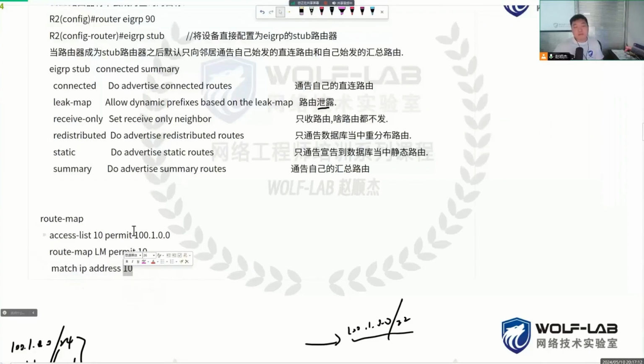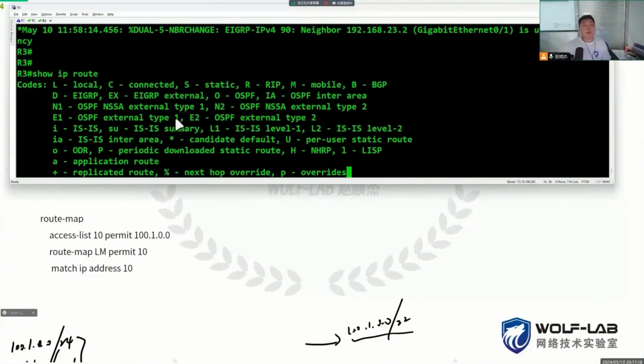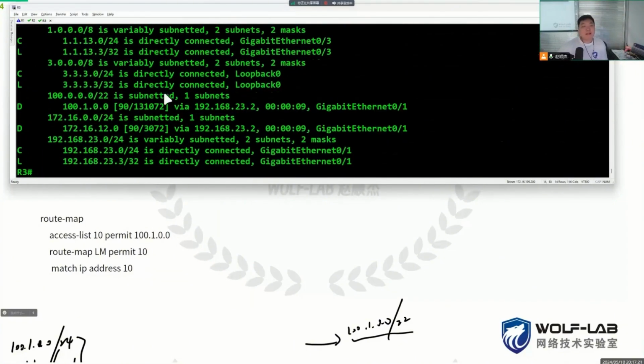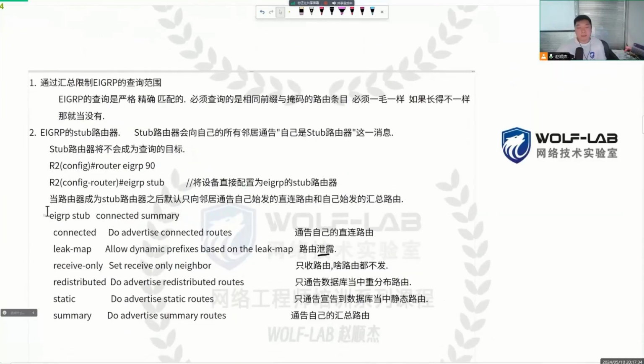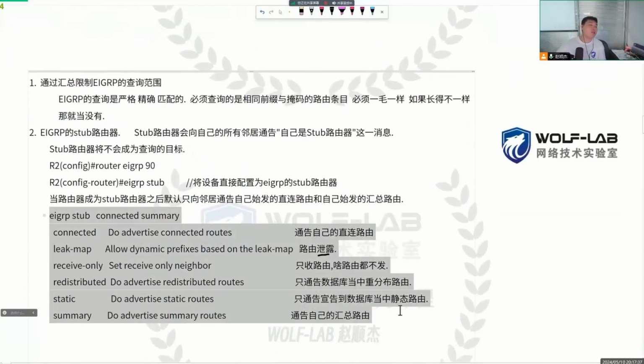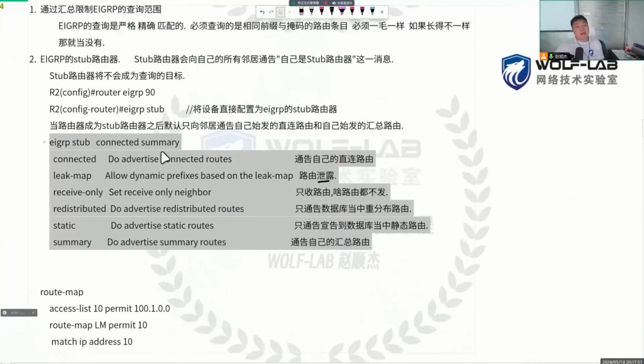Go. So now, right, as R2, I can take the route map inside and let it pass out. Still the access control list inside actually matches this 100.1.0.0 routing entry. Then you see on R3, show IP route. Originally we couldn't see anything, but now you see we can see 100.1.0.0, this one, the leaked out summarized route. Friends, so this is our EIGRP stub router, our main feature, as well as the routing leak knowledge point of such a stub router.